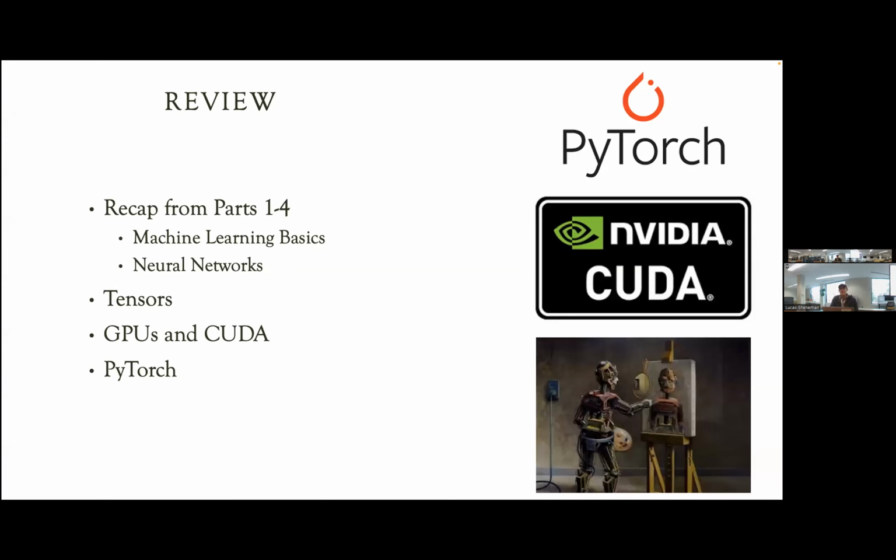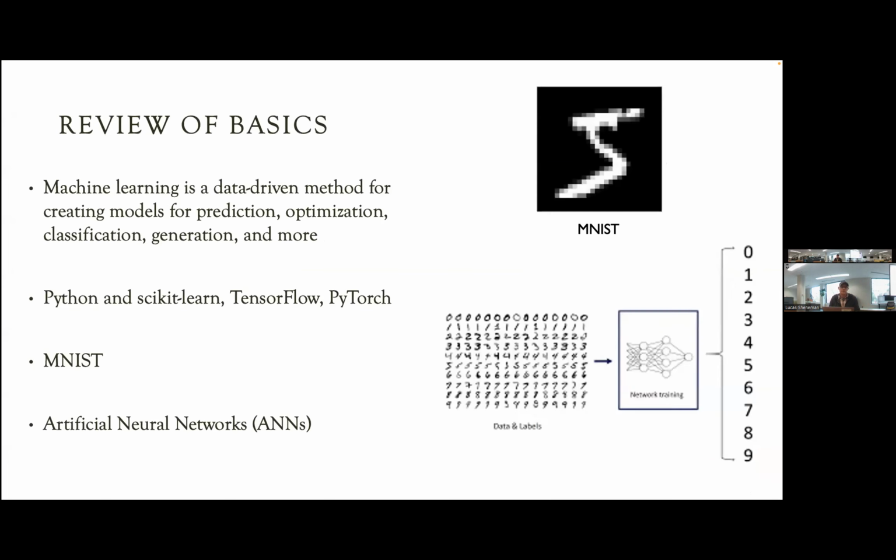But before I do that, since I don't know what level everybody is here as far as your experience with AI and machine learning, I'm going to recap a few things. The first is, just talk about the basics again. What is a neural network? Talk about tensors again, and then why GPUs are important and how we're going to use them.